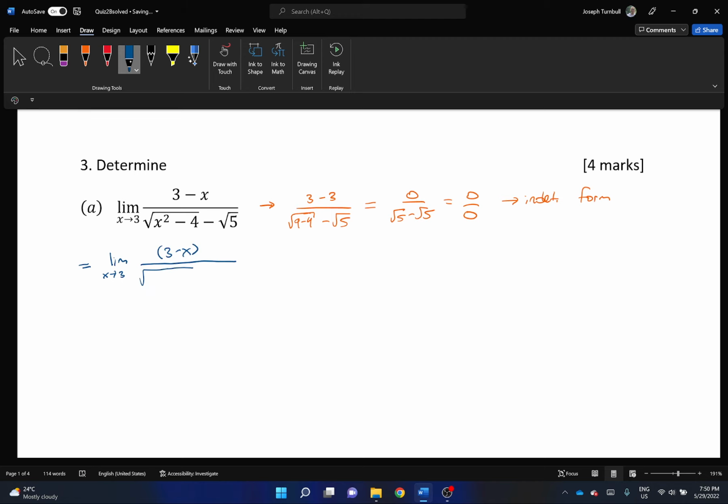So let me just copy this down first. Just that. Okay, now I'm going to multiply by 1. The form of 1 I'm going to use is the duplicate of the square root term. But instead of a minus in between the two pieces, I'm going to change it to a plus.